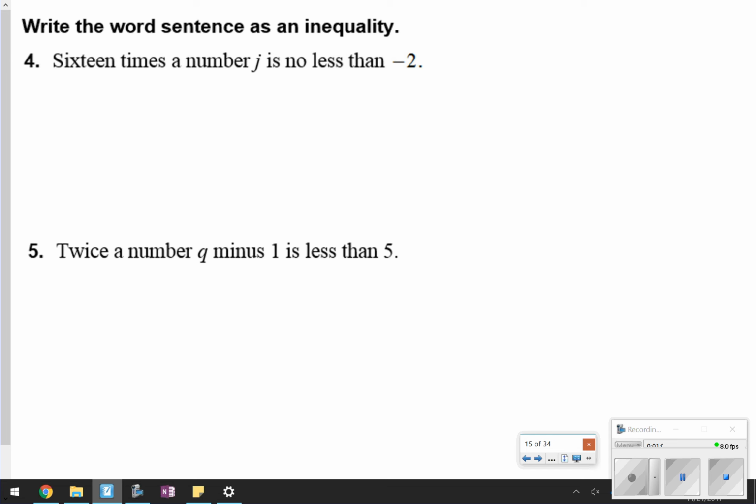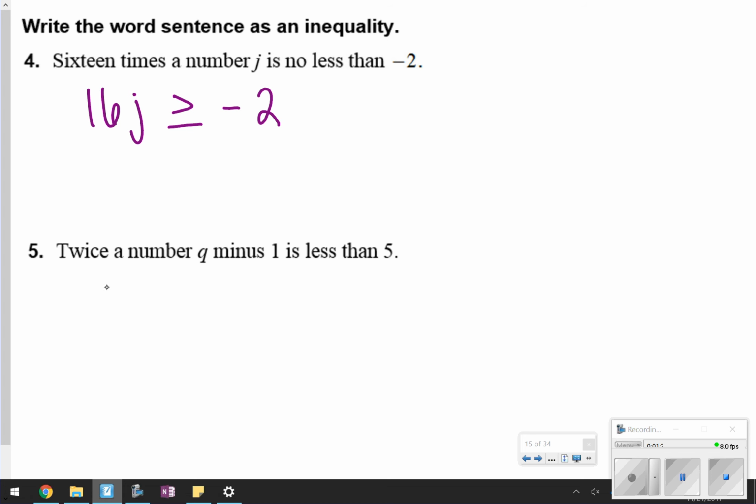Number 4, 16 times the number j is no less than negative 2. So remember your problems, maybe my jeans cost no less than $35. That means they cost $35 or more, so that means greater than or equal to negative 2.